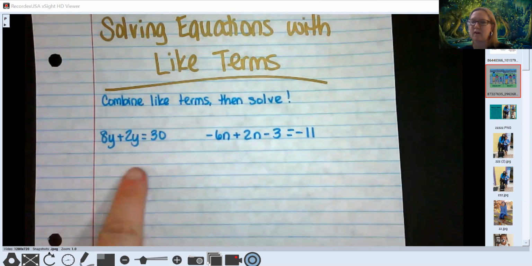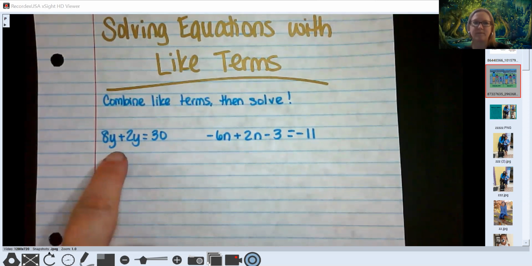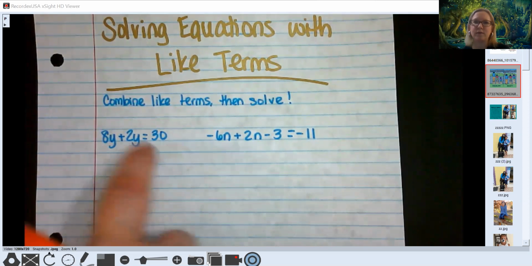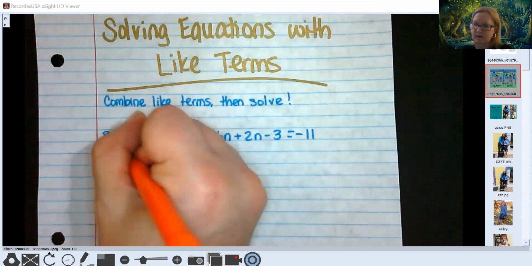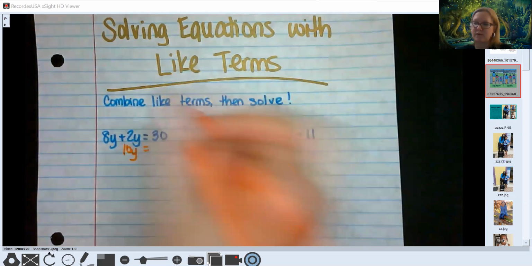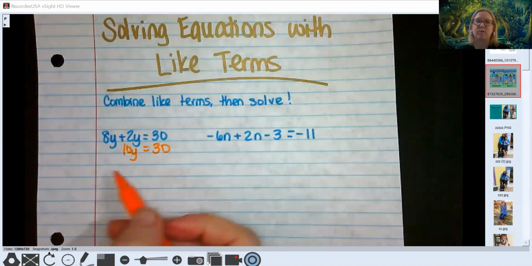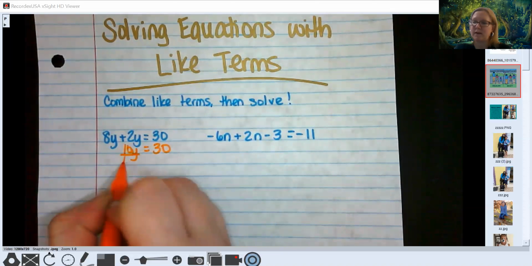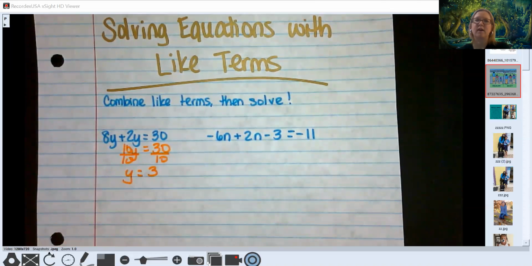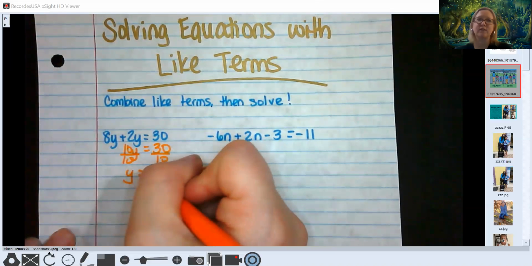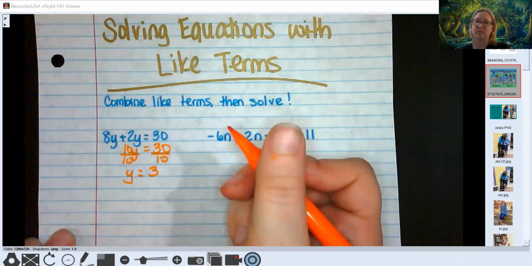So for instance, on this first equation right here, I have 8y plus 2y equals 30. All right, so my first step is going to be to combine those like terms. So if I add 8y plus 2y, that gives me 10y. So now I have just a basic one-step equation. 10y equals 30, divide both sides by 10, and I find that y equals 3. As always, make sure that you substitute your answer in the original equation to check your work.